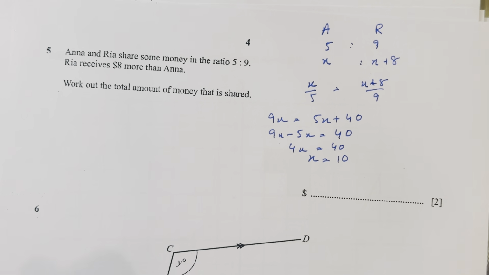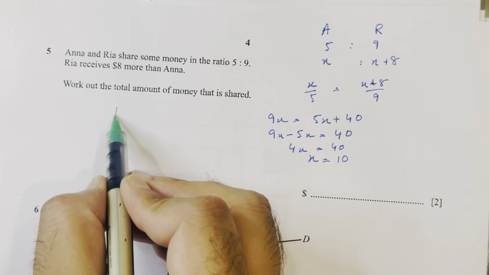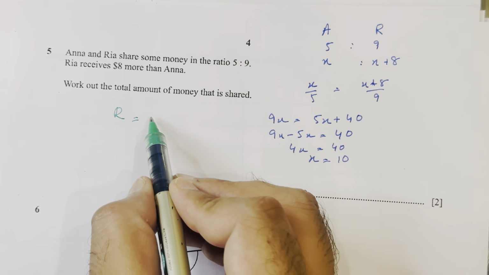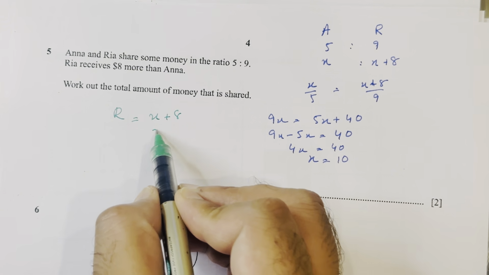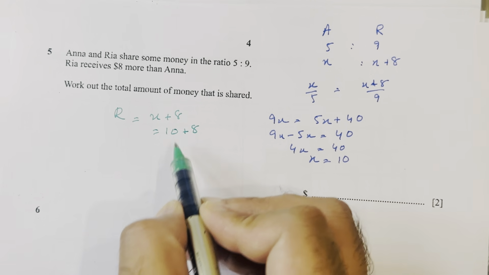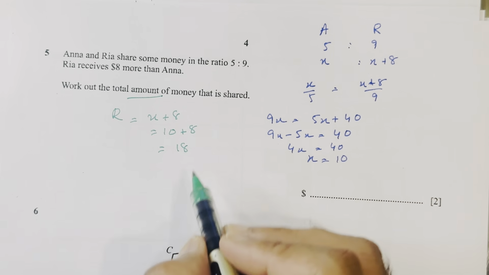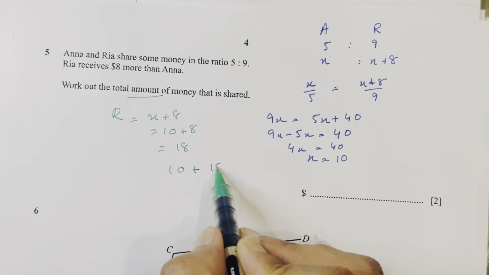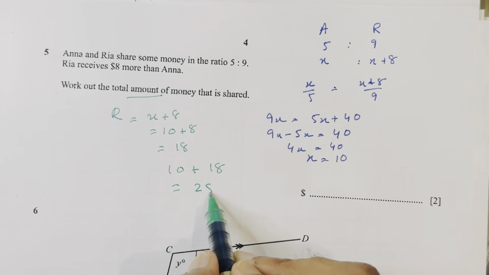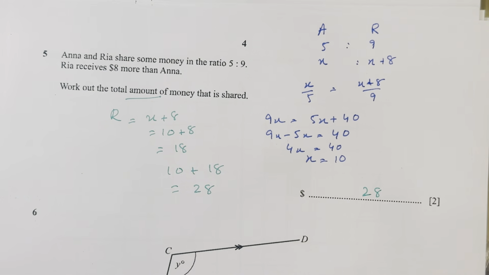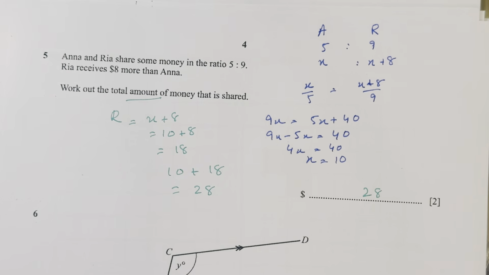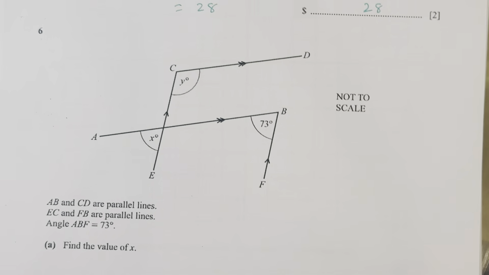Which means Anna's share is 10. Now we need to find Ria's share as well. Ria's share would be x plus 8, means 10 plus 8. Answer is 18. So the total amount of money would be 10 plus 18, that would be 28. So $28 is the answer for this question. Now we will move to the next question, which is of angles.